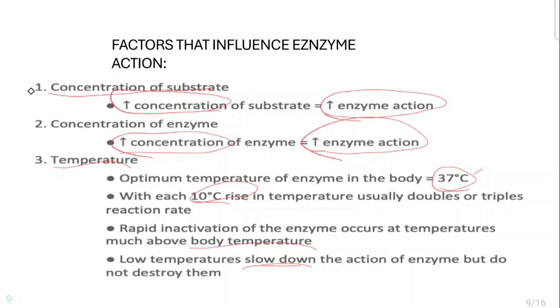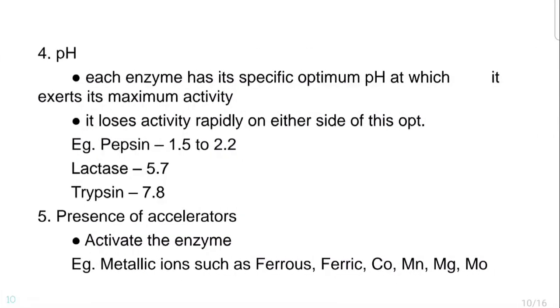So again, with concentration of substrate, the more substrate, the more enzyme reactions will happen. The higher the concentration of enzyme, the more enzymes, the more enzyme reactions will happen. And with temperature, the higher the temperature, the higher the rate of the reaction, the faster the reaction, and when it is lower, the slower. Next factor is your pH.